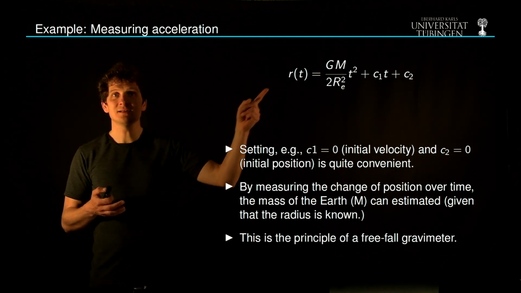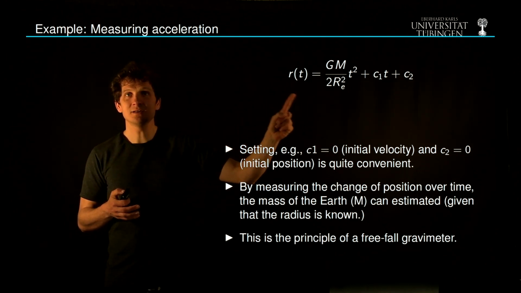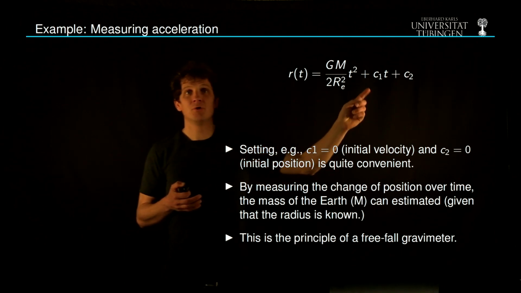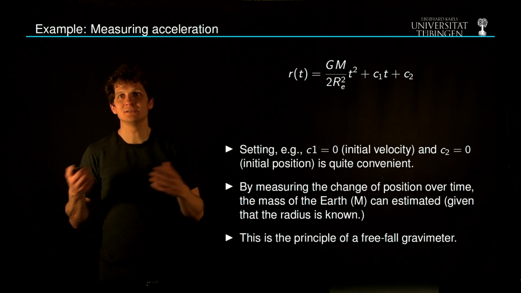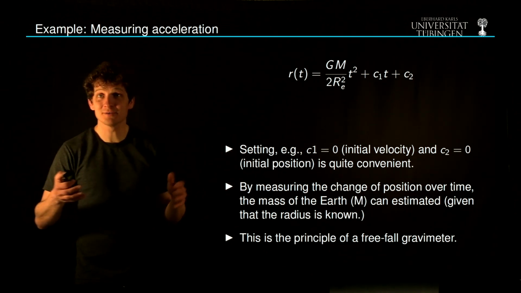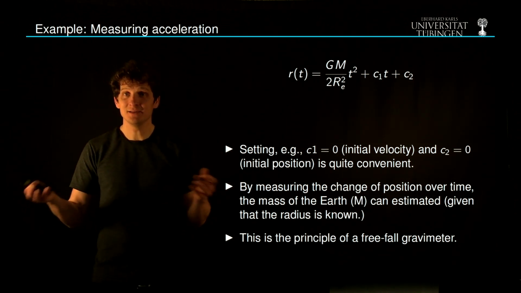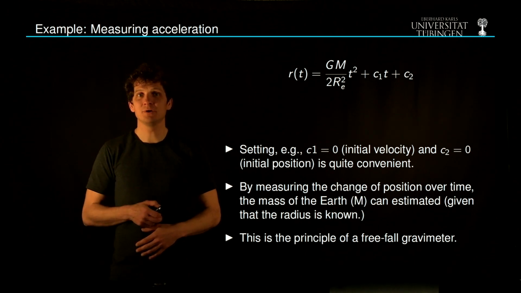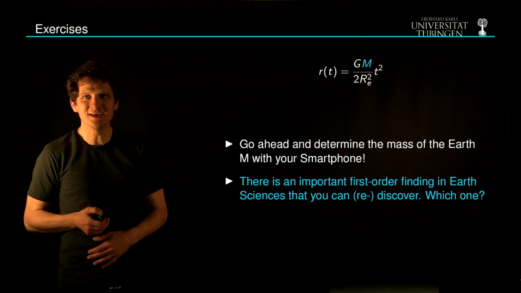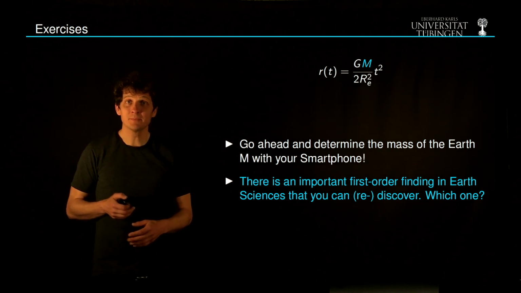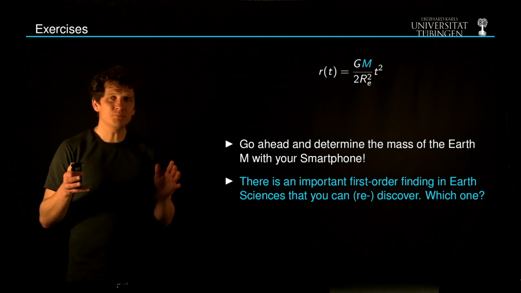And this means that if we measure the change of position over time, then we can rearrange this equation and isolate the mass of the Earth and also derive the mean density of the Earth, obviously because the radius of the Earth is known thanks to our Greek predecessors. Okay, this all seems simple enough.